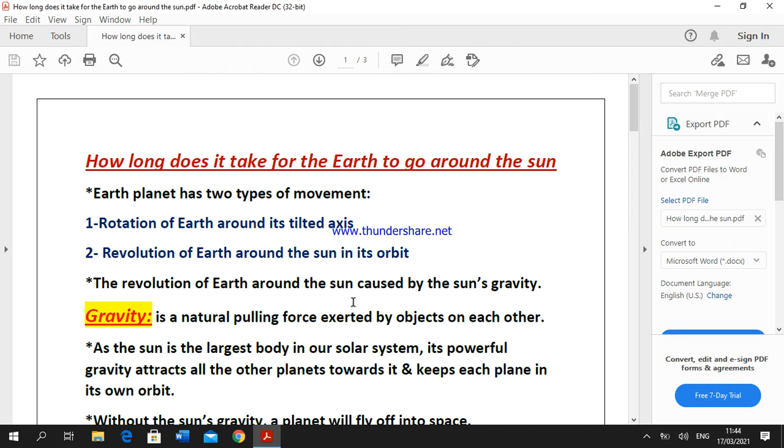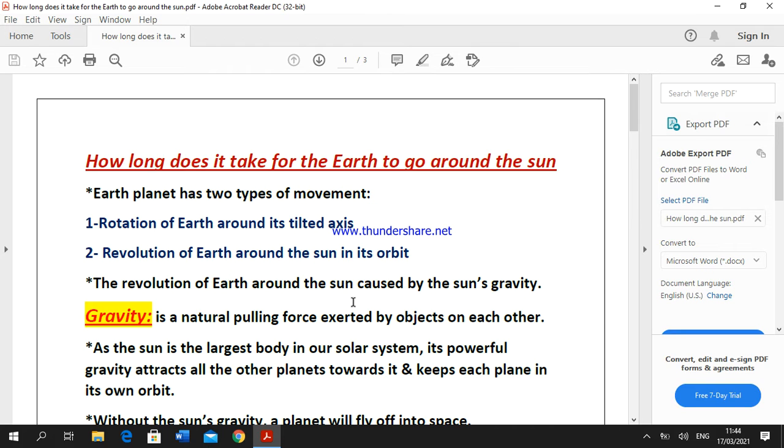Today, we will talk about how long it takes for the Earth to go around the Sun, or the revolution of the Earth around the Sun. Each planet in the solar system has two types of movement, okay? Rotation of the planet around its axis, and the revolution of the planet around the Sun in a fixed orbit.